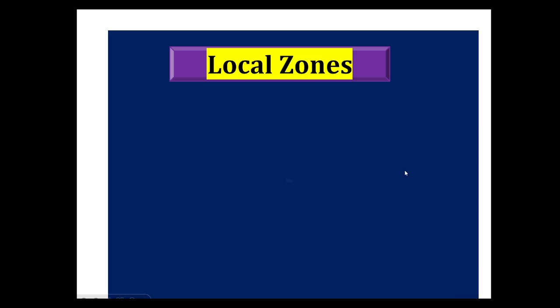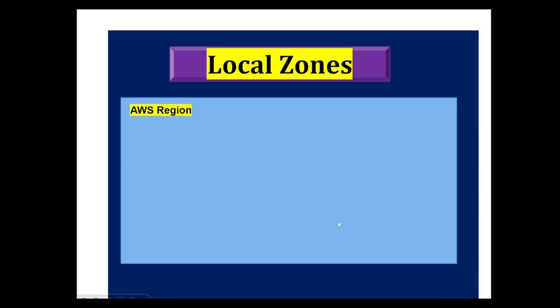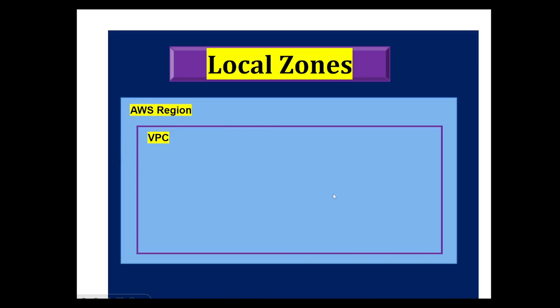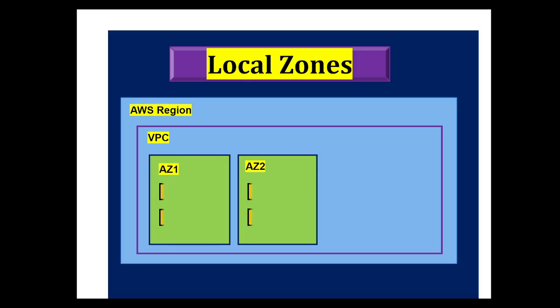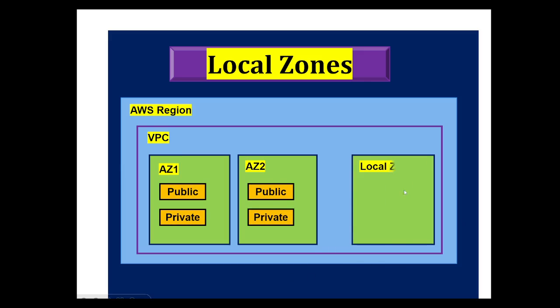So let us understand where exactly it resides in our AWS architecture. This is our AWS region wherein we have a VPC. VPC means virtual private cloud, where we can launch and manage our AWS resources. Inside that we have our availability zone, and each availability zone has a public and private subnet. In a similar way there is a local zone which is parallel to the availability zone and which is interconnected with the availability zone, and the local zone also has a public and private subnet.